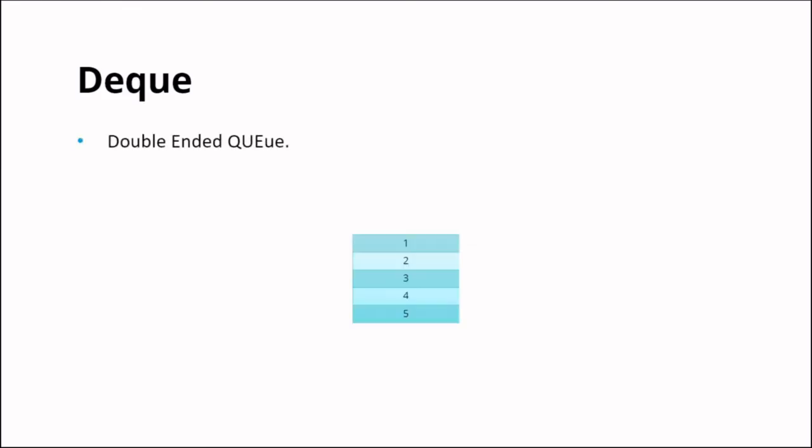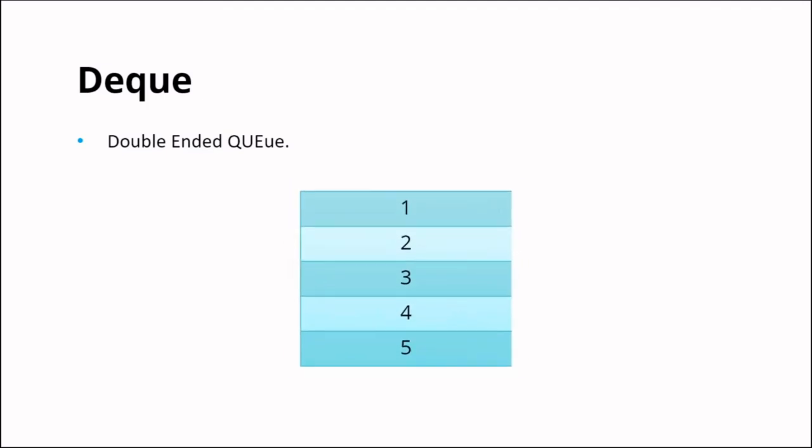Second one, Deque. Deque is short for double-ended queue. In Deque, insertion can be made at both top and bottom ends. At this moment, that's all you need to know. We will discuss Deque in more detail in a separate video.